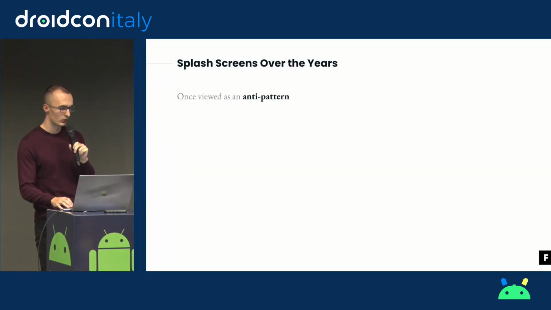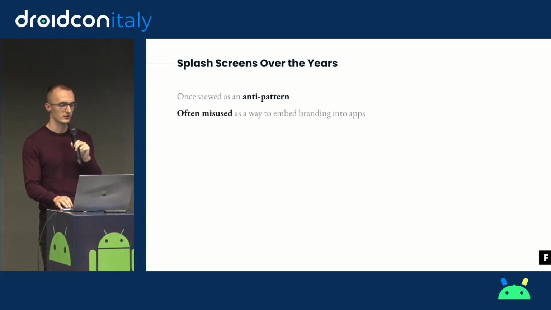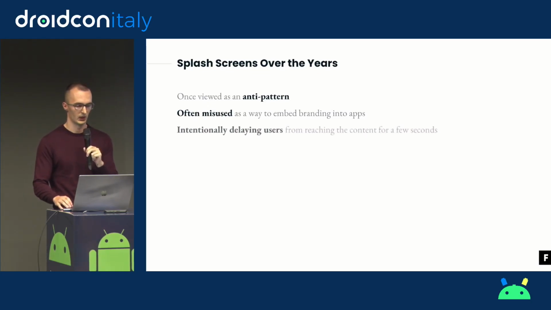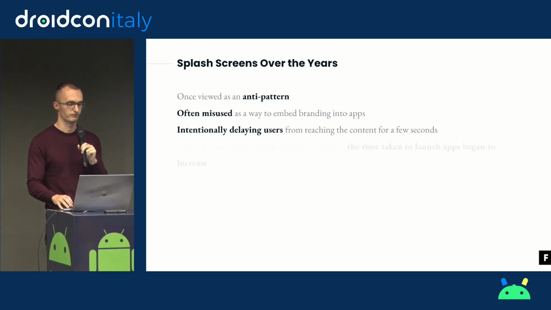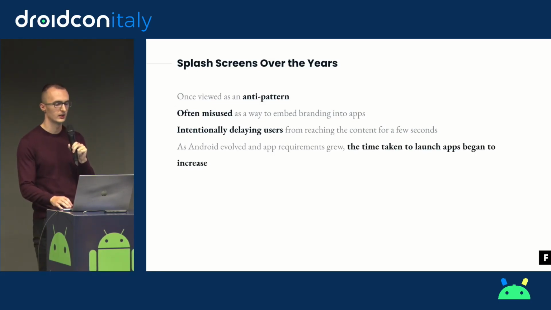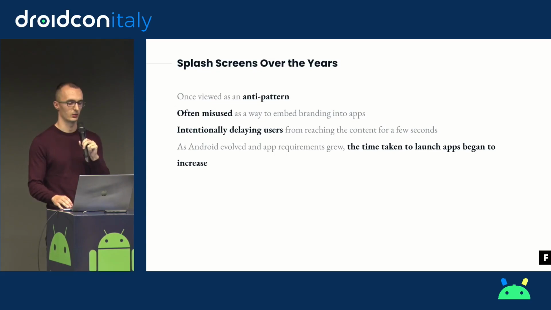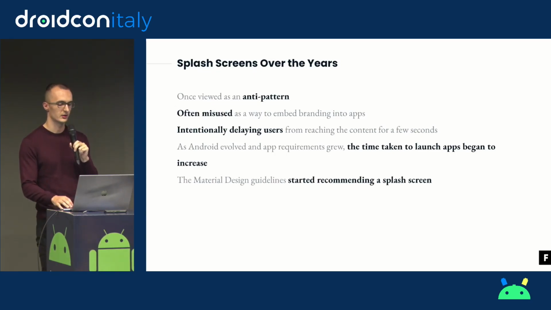Splash screens were once viewed as an anti-pattern. Developers often misused splash screens as a way to embed branding into applications. This caused intentionally delaying users from reaching the content of your app for a few seconds. Later on, as Android evolved and app requirements grew, the time taken to launch apps began to increase, and for this reason, the material design guidelines started recommending a splash screen.